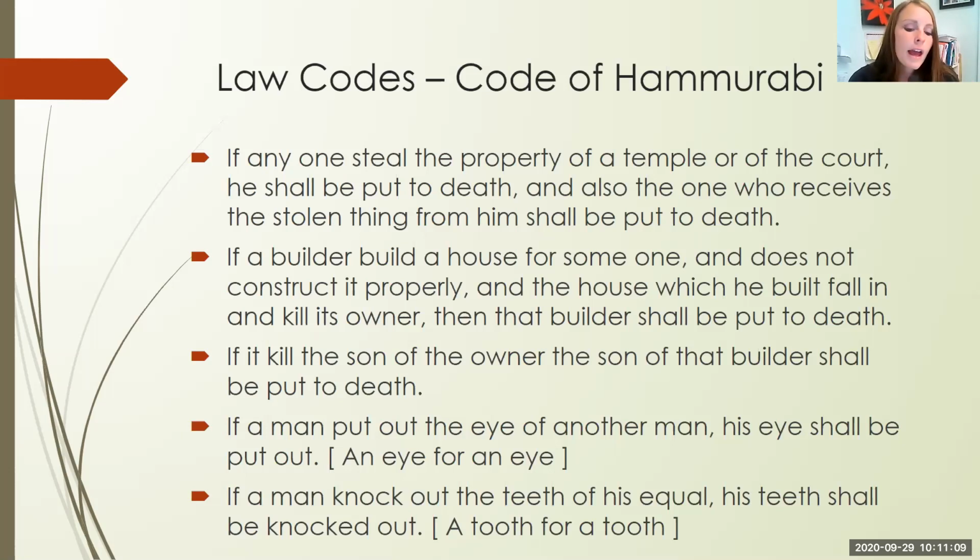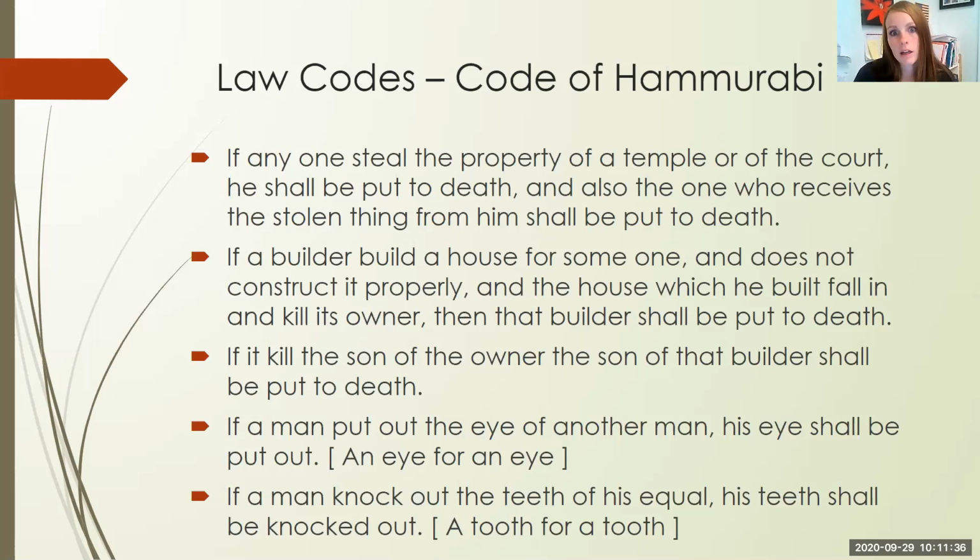If a man should put out the eye of another man, his eye shall be put out. And if a man knocks out the teeth of his equal, his teeth shall be knocked out. So you guys might have heard an eye for an eye or a tooth for a tooth. It's kind of like whatever you do to me, I'm going to do to you. That's basically how Hammurabi felt. If you do a wrong to someone else, your punishment is that wrong is going to be done to you.